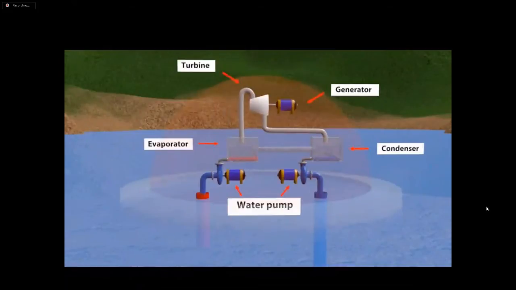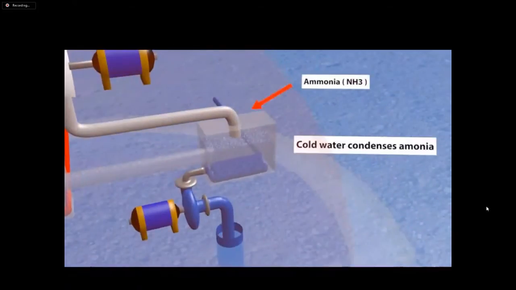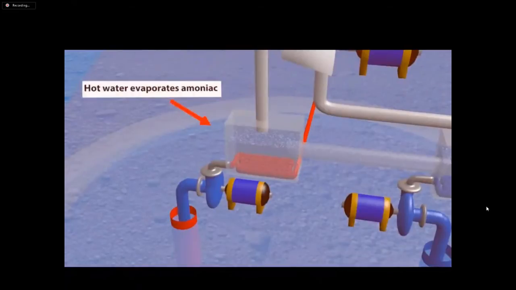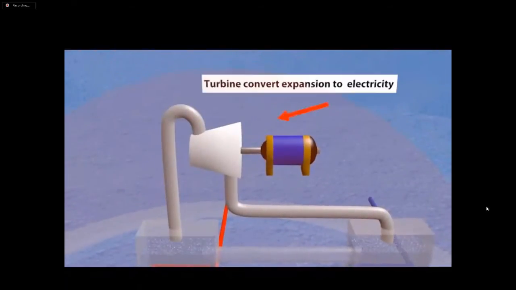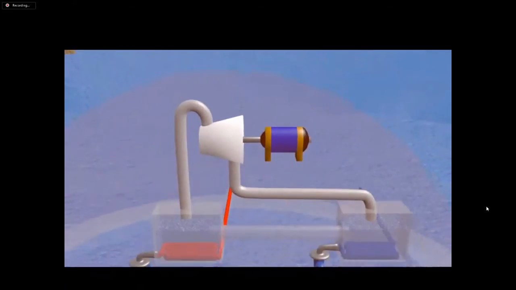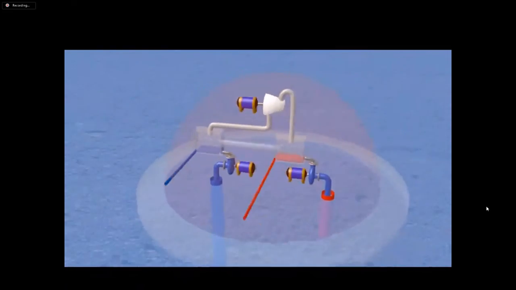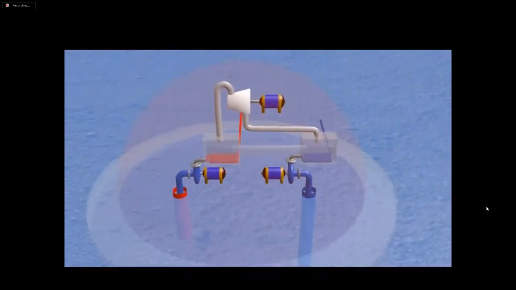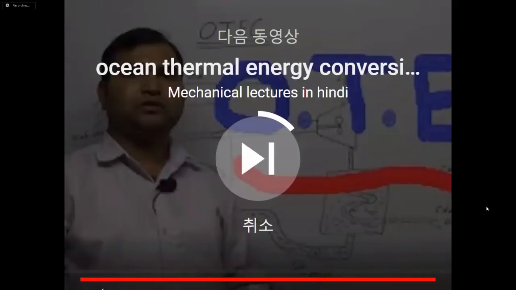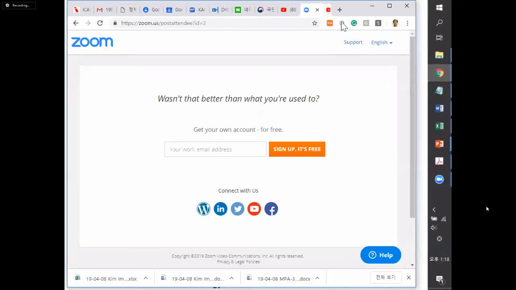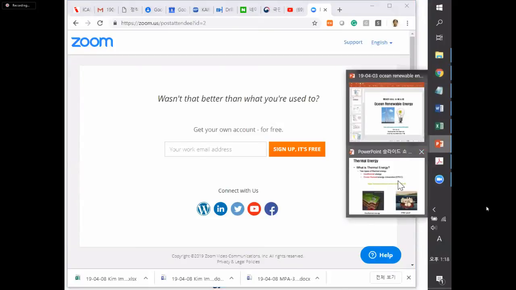So hot water is here, cold water is here. Only temperature differences. And heat exchange using ammonia.